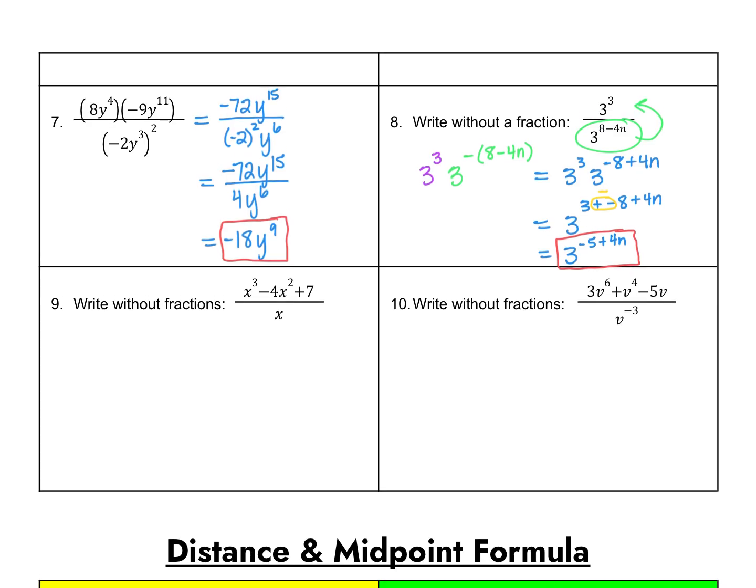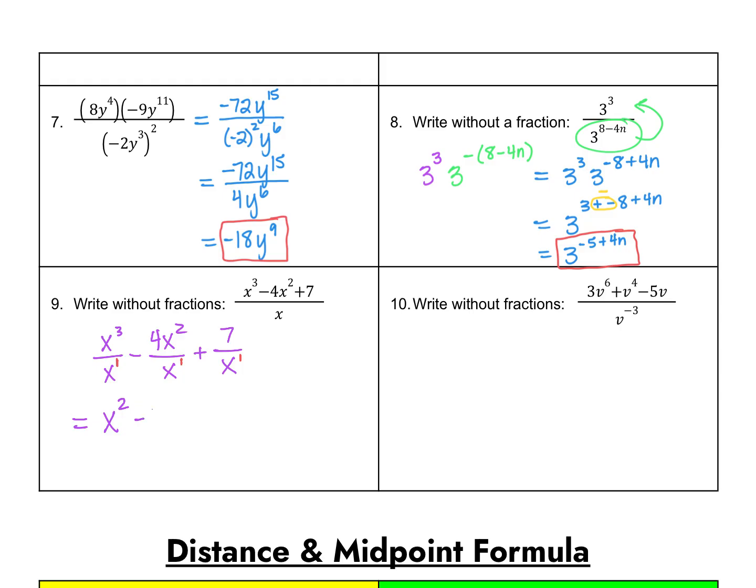Let's look at number 9. It says we need to write without fractions. So everything in the numerator in number 9 should be divided by x. So we're going to have x to the power of 3 divided by x, minus 4x squared divided by x, plus 7 divided by x. And we want to write everything without fractions. Remember, when you divide, you subtract the exponents. The exponent, if it's not written, is an understood 1. So x to the power of 3 divided by x to the power of 1 is going to be x to the power of 3 minus 1, which is x to the power of 2.